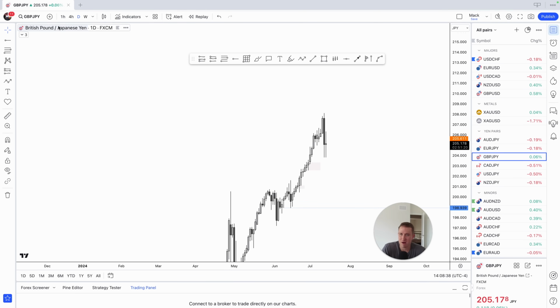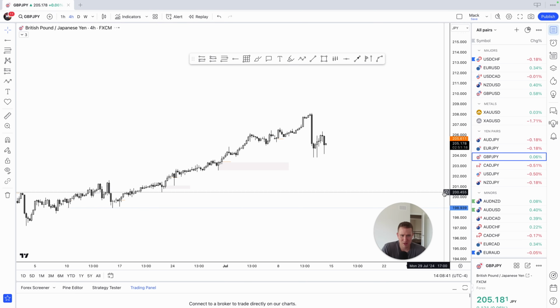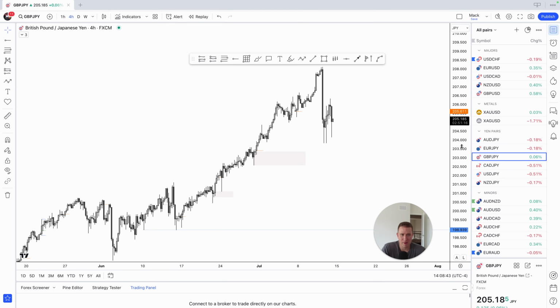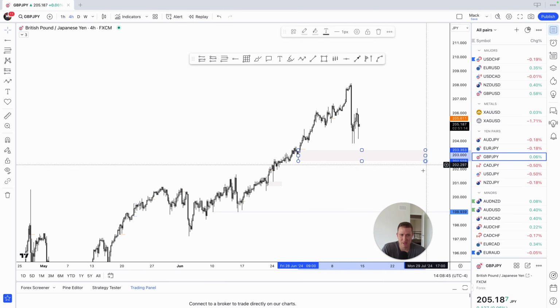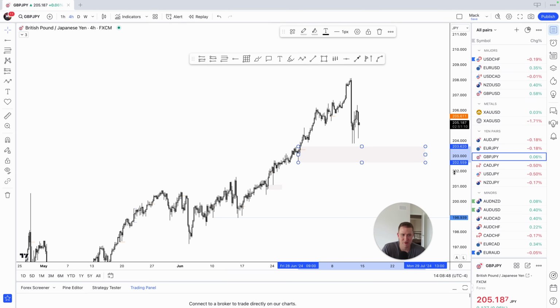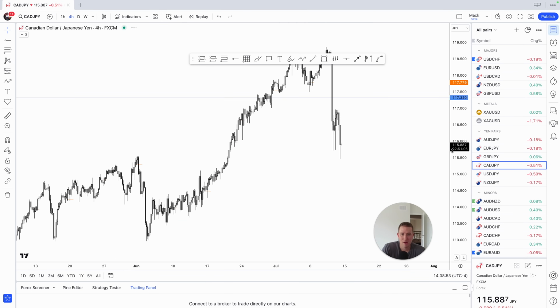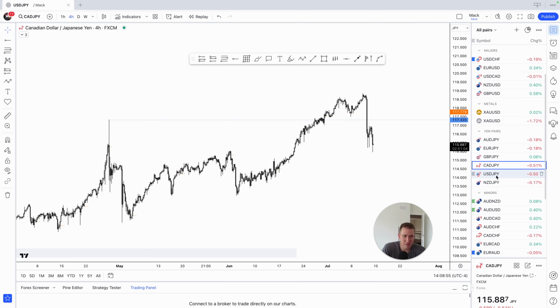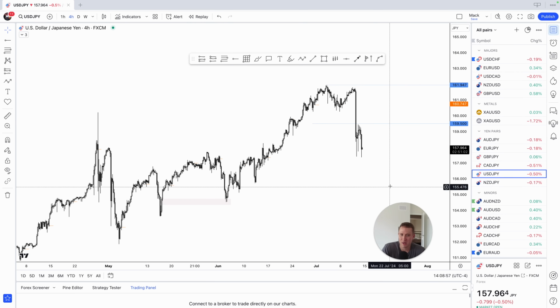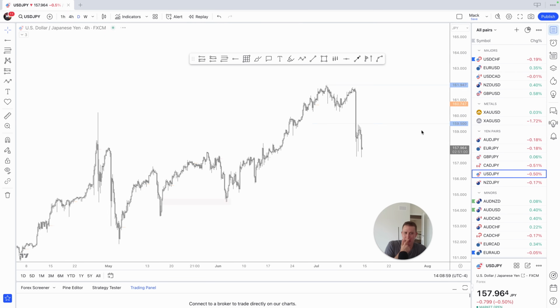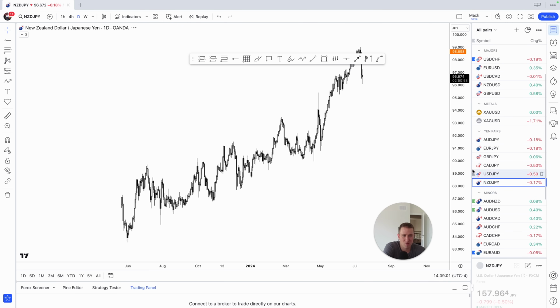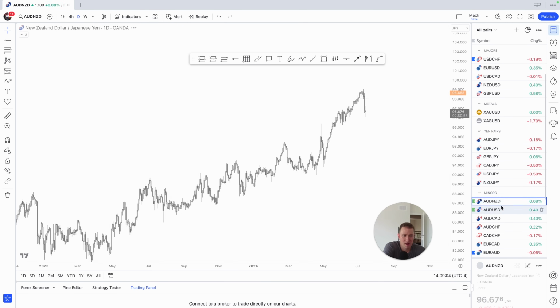I don't have any areas of interest that are too in depth right now. I do have this area though, that I had marked out, this unmitigated area that swept liquidity to the left before causing a shift up. We didn't quite make it into this region yet, but hopefully maybe next week we do. CAD JPY as well. Again, all these yen pairs kind of sold off. I'm just going to motor through these because I don't have anything in terms of points of interest for this week on these pairs.